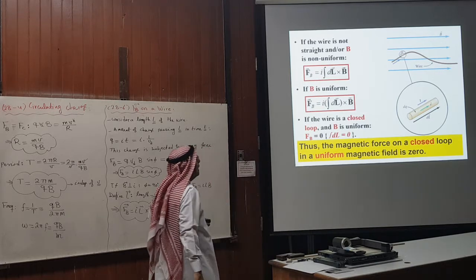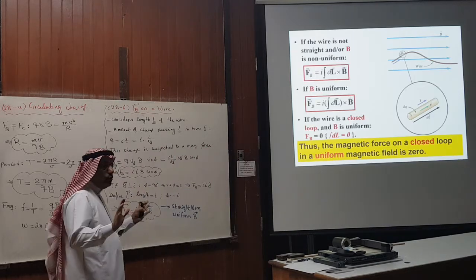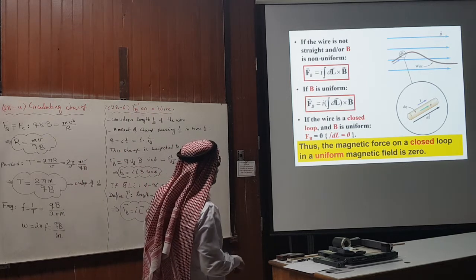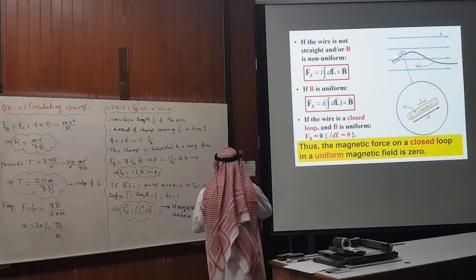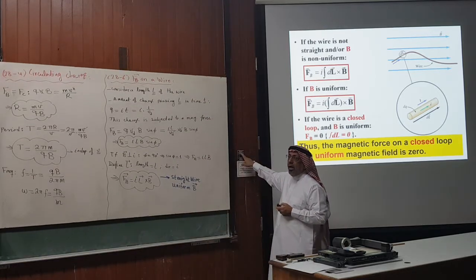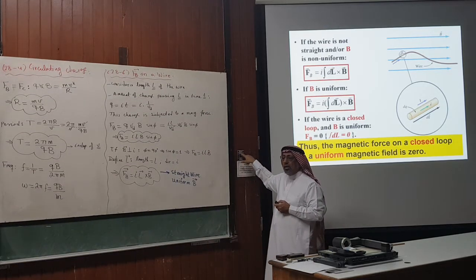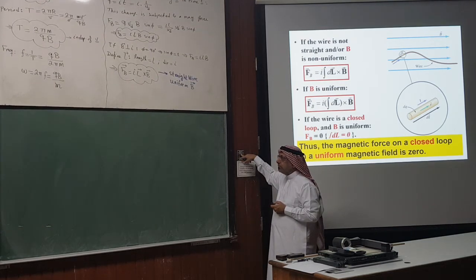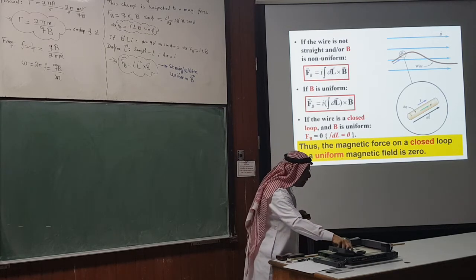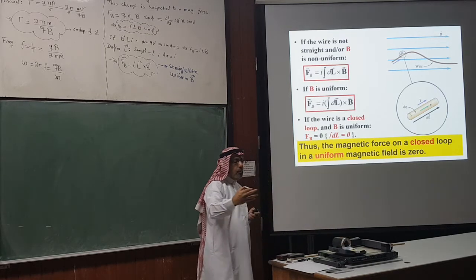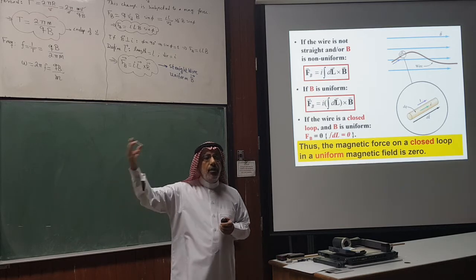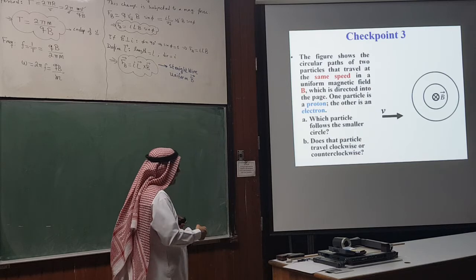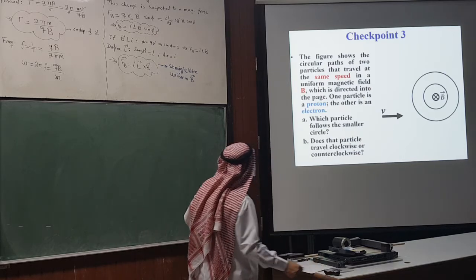So that's the material we have today. We dealt with two topics today, a circulating charge and the force on a current carrying wire. Let's now look at some problems and examples related to the material. We will start with some problems on uniform circular motion and then some problems on forces on current carrying wires. Let's look at checkpoint 3.